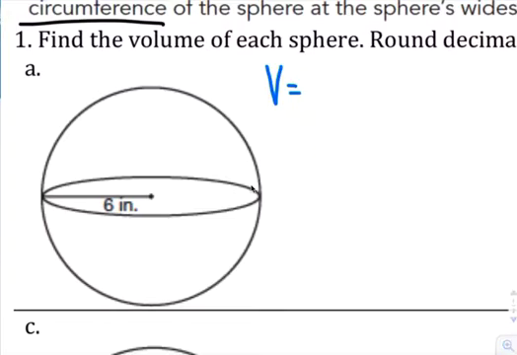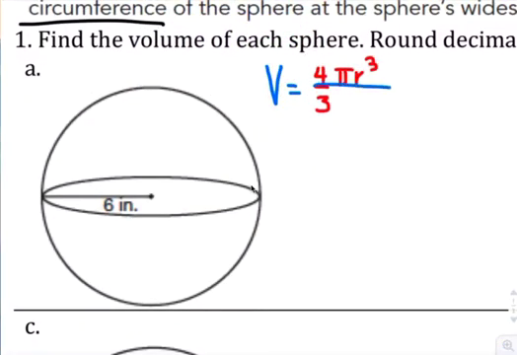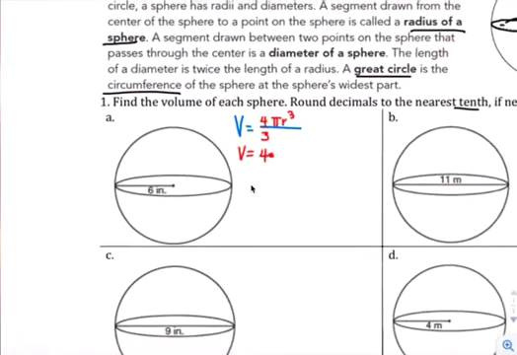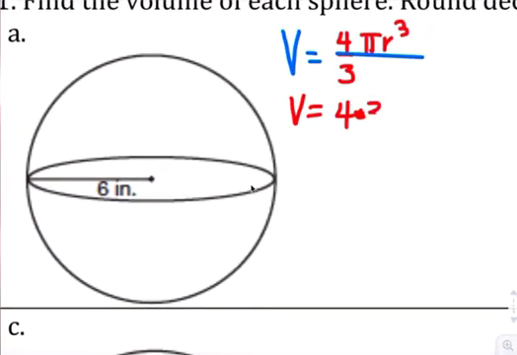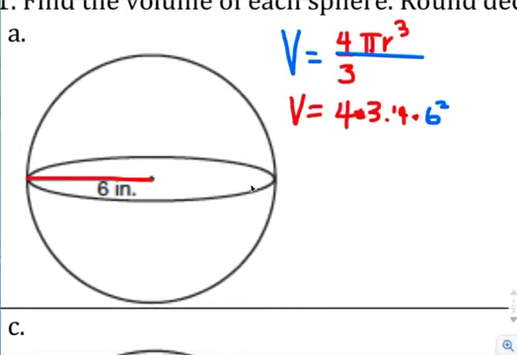The formula for a sphere is 4 over 3 pi radius cubed. The reason I divide it all by 3 is that dividing by 3 is the same thing as dividing it all by 3. So I like to do the numerator first. So the volume of this is 4 times pi. I should use 3.14 for pi. So 3.14 times the radius, 6 is the radius, 6 squared, and then you divide it by 3.